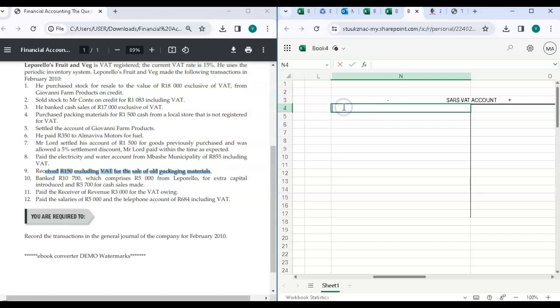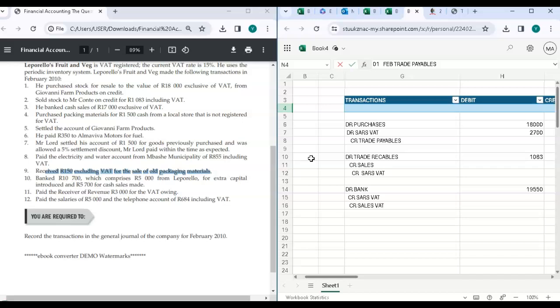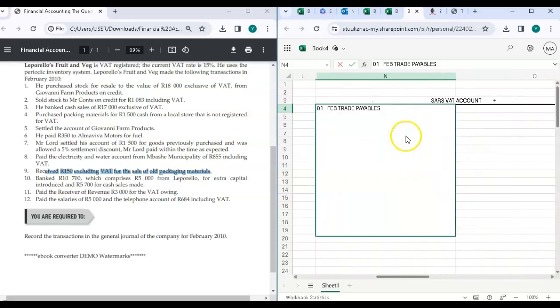Your date, they don't give you, but let's say 1st of Feb. Now, you said debit SARS VAT account, credit is control. Now, trade payables is credit control, so we say the contra is trade payables. And yeah, that's it, and the amount. Now, you'll always put the VAT amount over here. So if you look at it, the VAT amount is 2,700, so you'll put 2,700.